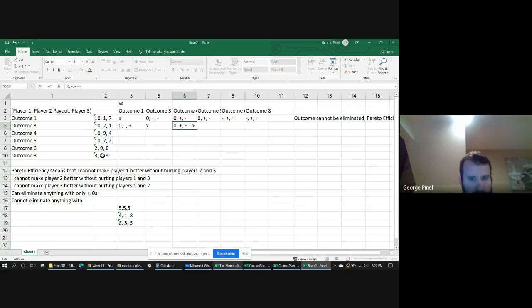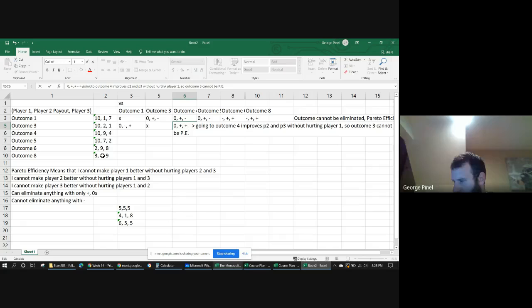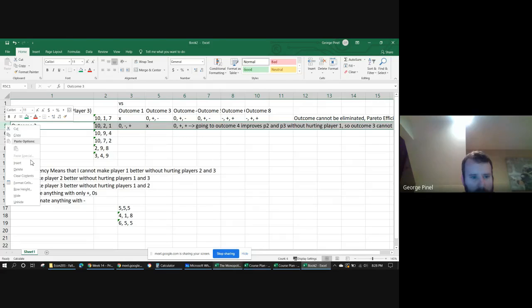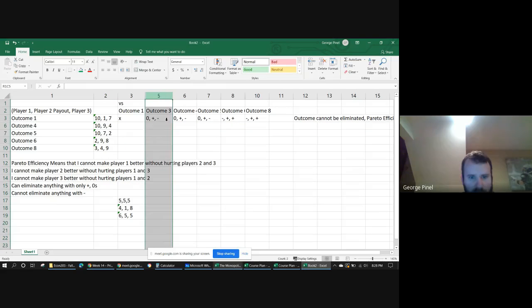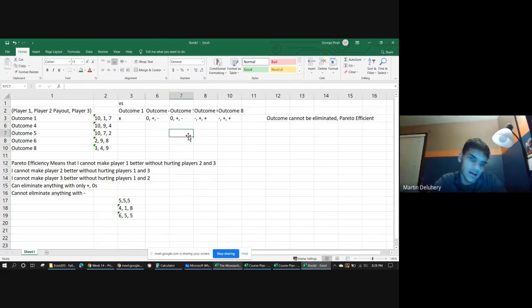So going to outcome 4 improves players 2 and 3 without hurting player 1. So outcome 3 cannot be PE. Does that make sense the way I worded it? Mm-hmm. So I'm going to hide outcome 3. We no longer have to consider outcome 3. Okay.